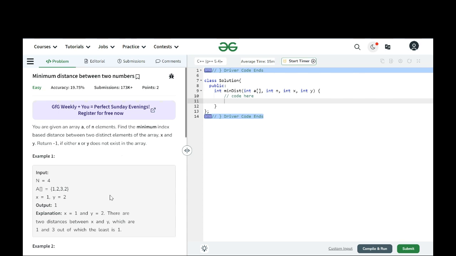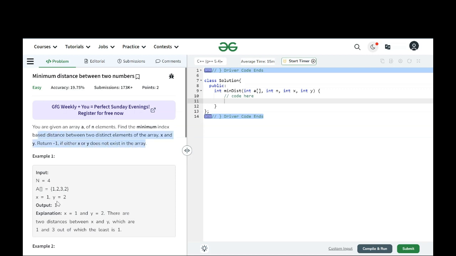Hi everyone, so let us solve today's problem of the day, that is minimum distance between two numbers. The question states that we have an array of elements and two integers x and y. We need to return the minimum index distance between these two integers, and we need to return a minus 1 if either x or y does not exist in the array.